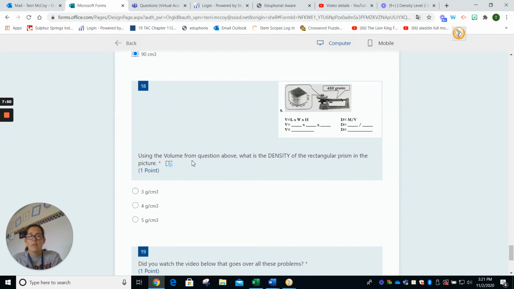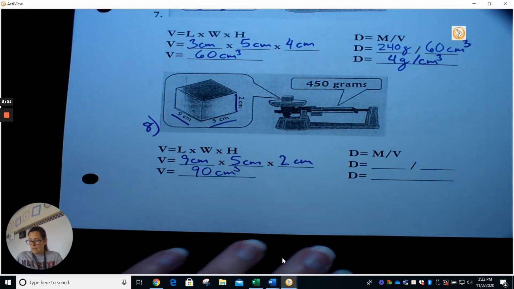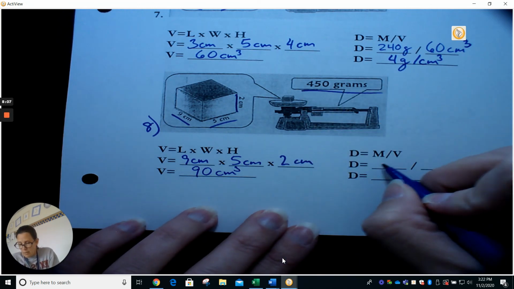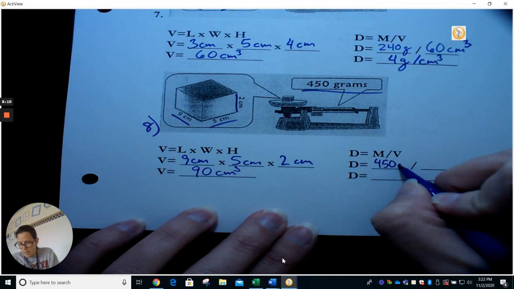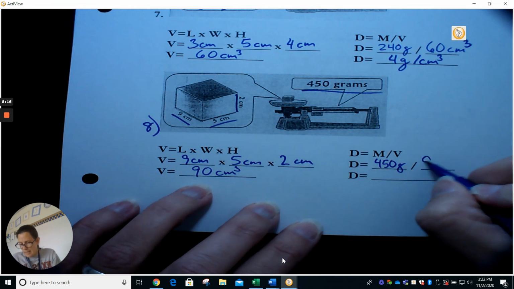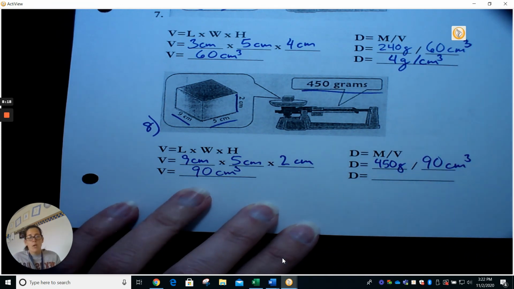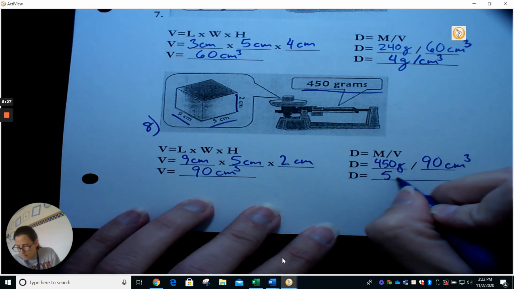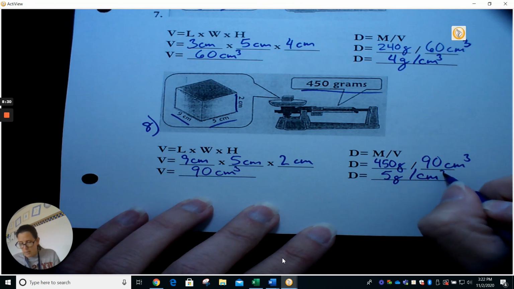Okay, using the volume from the question above, which is 90 centimeters cubed, what is the density of the rectangular prism in the picture? So let's go figure it out. Density equals mass divided by volume. Our mass is 450 grams. Our volume we just figured up is 90 centimeters cubed. When we plug that in our calculator, 450 divided by 90, we're going to get 5 grams per centimeter cubed.